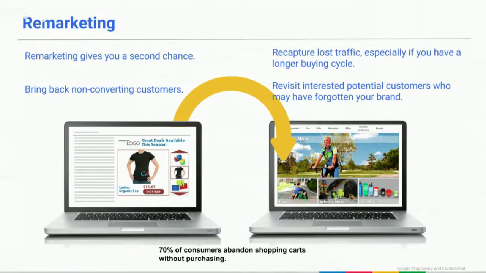So there are a lot of problems with completing these goals, these conversions along the web. People have a lot of information available to them on the web, and sometimes you can just get caught up in your daily life. 70% of consumers will abandon a shopping cart without making a purchasing decision. So remarketing really allows you to recapture these people and drive these conversion actions in a new way.